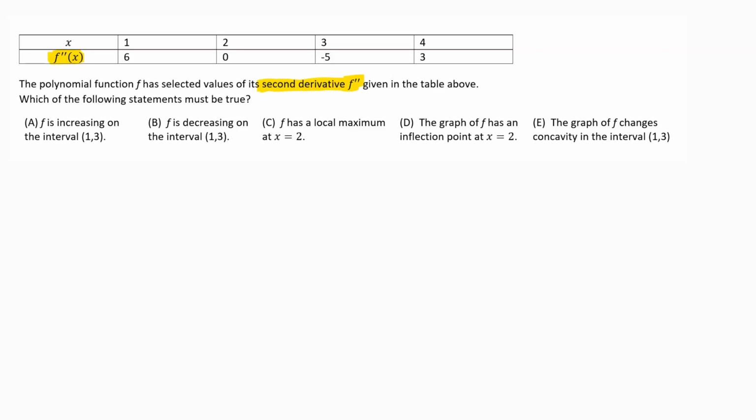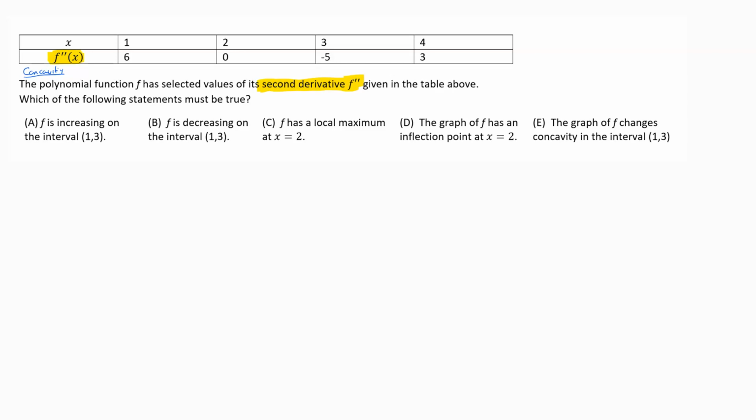And I will tell you the first thing that pops into my head when somebody says second derivative is that I need to be talking something about concavity, whether that's concave up, concave down, inflection points. That type of language would sort of be bells and whistles for me.